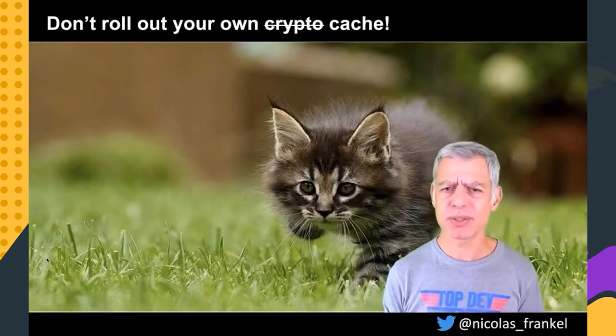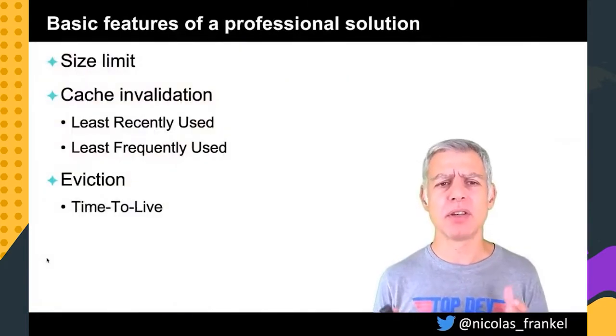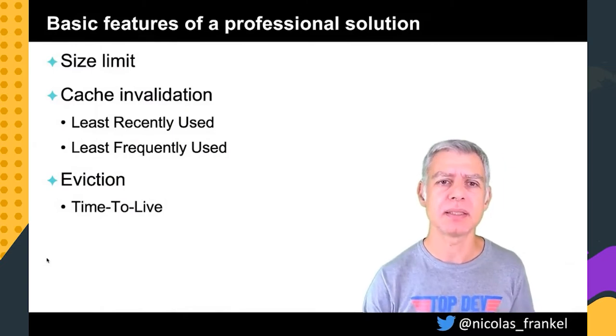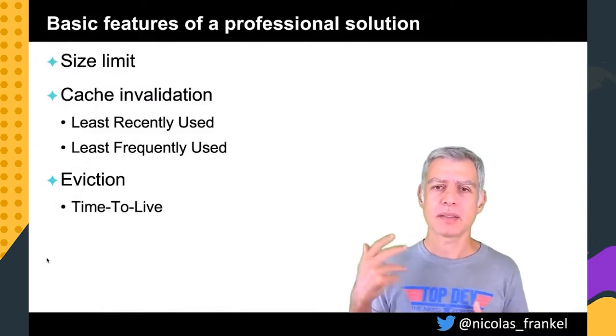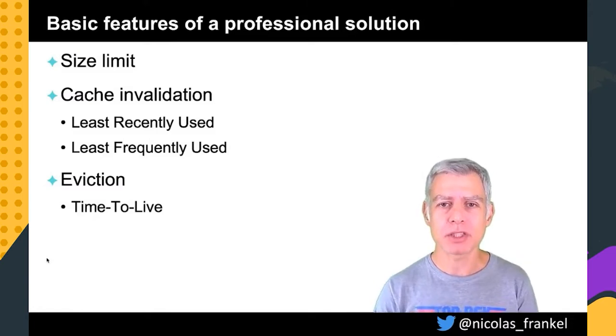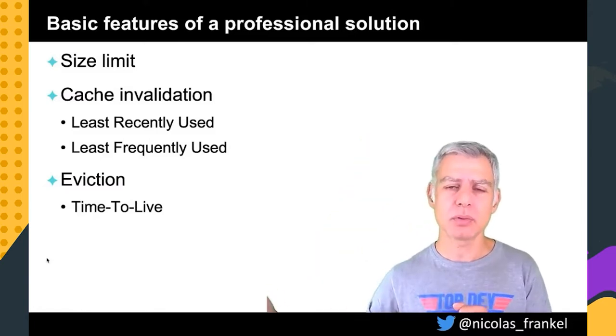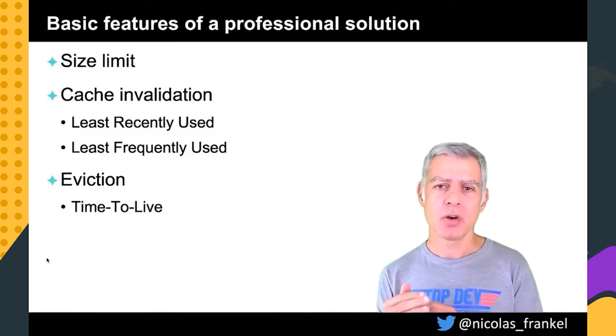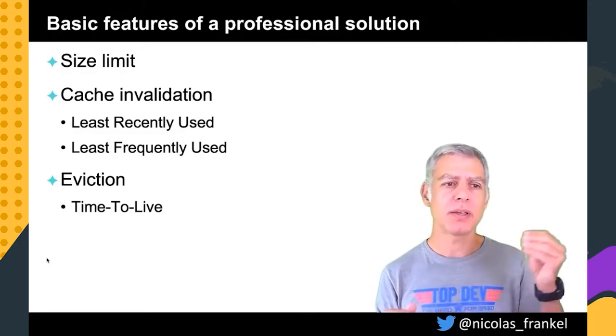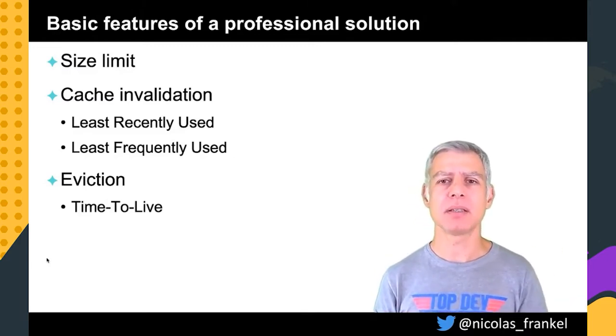So first, you should set a limit. But it's not only about the size limit. The size limit is the first hard step. The second hard step is, imagine that now you have reached that limit and you need to put a new entry into the cache. Which entry should you evict? That's not really cool.